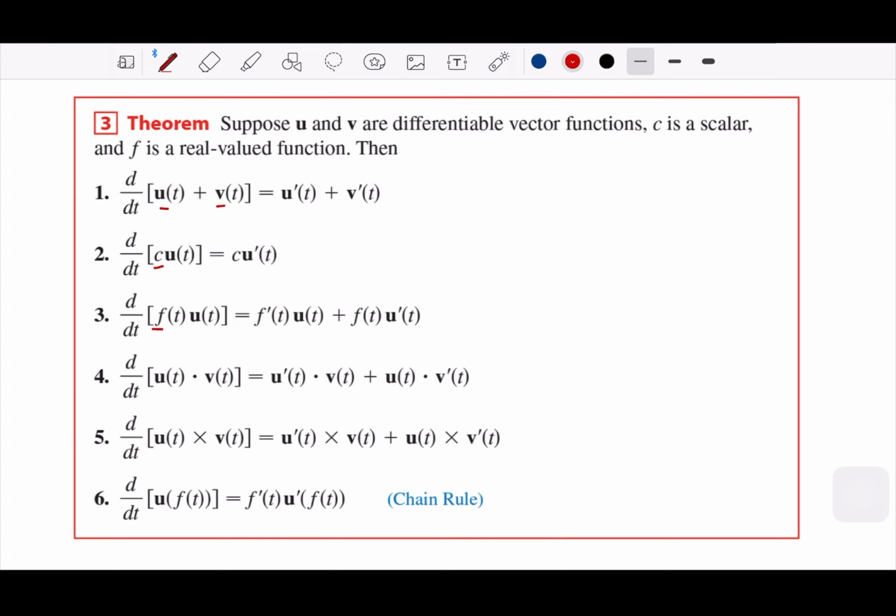And notice that we still have the product rule. This is similar to the product rule, but it's actually the dot product and the cross product. The dot and cross product have a similar pattern to the product rule. And the last one will be the chain rule.